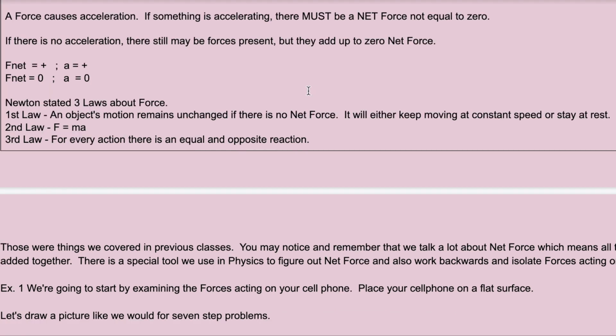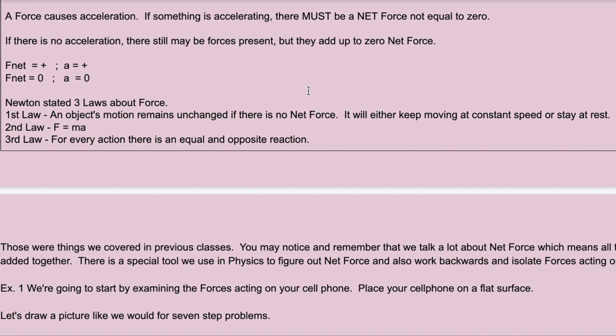You could also have written down something regarding Newton's three laws. So the first law: an object in motion stays in motion, an object at rest stays at rest. In other words, an object's motion remains unchanged if there is no net force. You will either keep moving at constant speed or stay at rest.